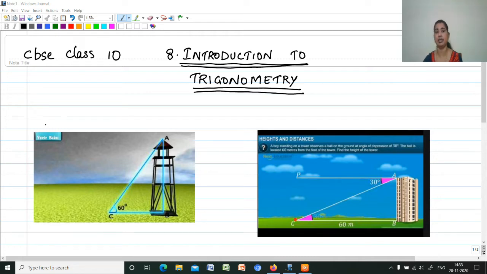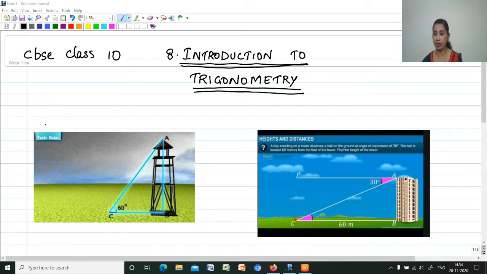right angle triangles. For example, here I have shown you some right triangles, that is a person standing at this side. He is looking at the top of this tower at an angle of 60 degrees. So we can make a right angle triangle here and we can find the height of this tower.